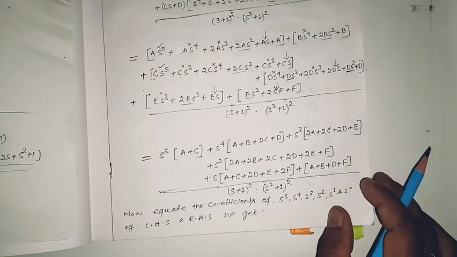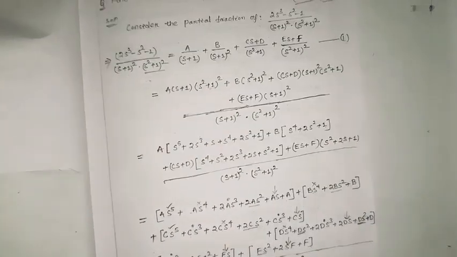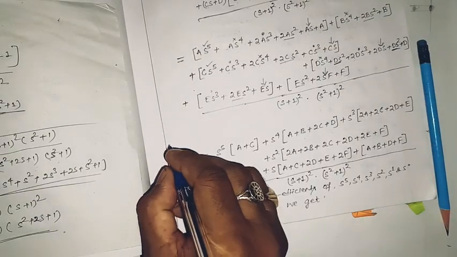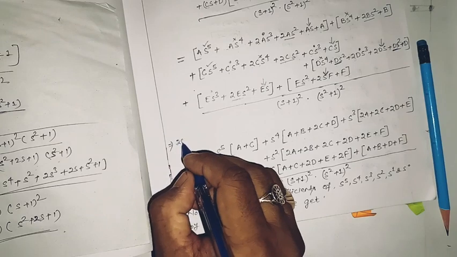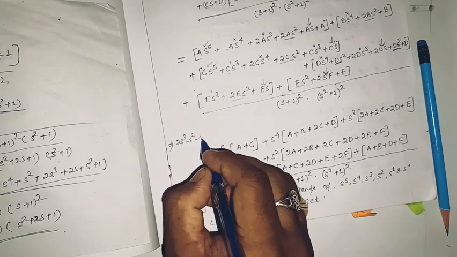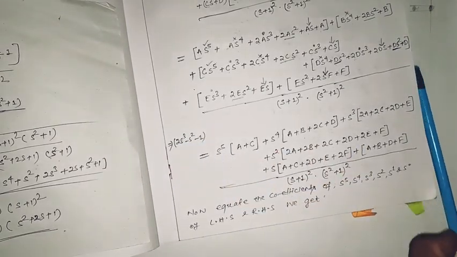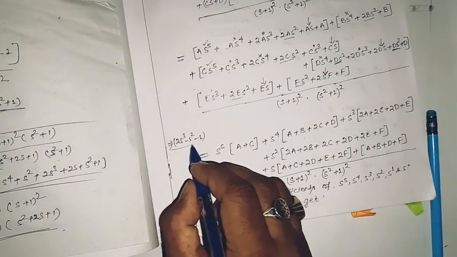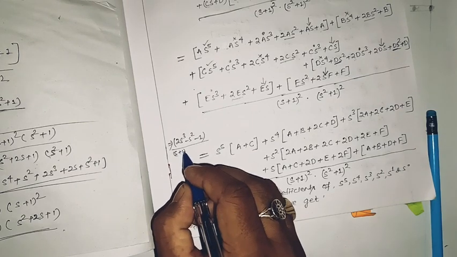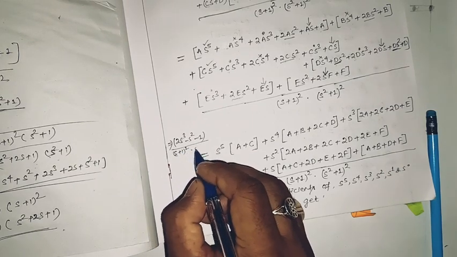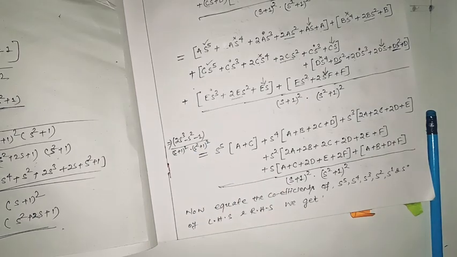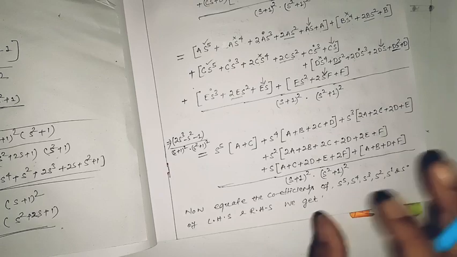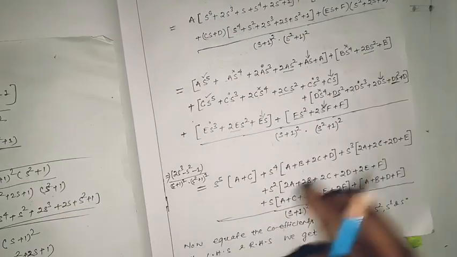LHS and RHS, what can we get? LHS means this one. Here I have to write that implies 2s cube minus s square minus 1 will be equal to this one numerator. This is the numerator, divided by this, which was your (s plus 1) whole square, (s square plus 1) whole square. So the numerator of this one and the numerator of this one, coefficients of s have to be equal because the denominators are the same.